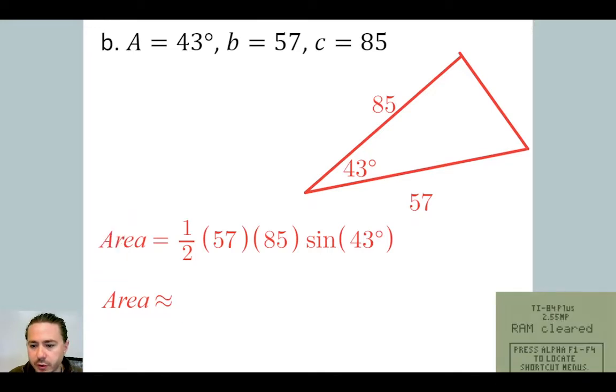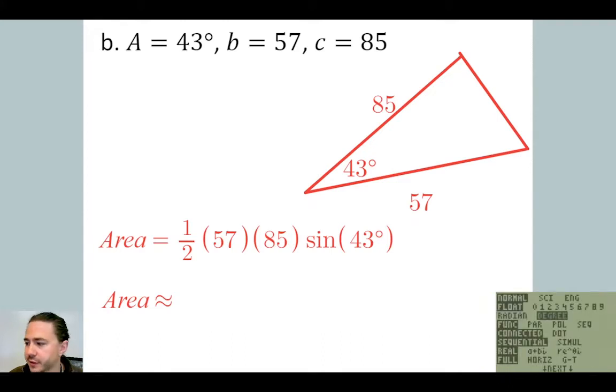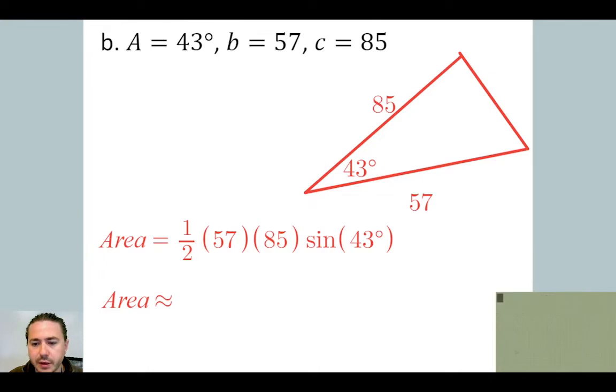Make sure I'm in degrees here. This thing will default back to radians on me. Okay, so now we're going to type it in. We get 1/2 times 57 times 85. Oh, missed a number there. 57. Okay, why is it not clicking on me? 57 times 85 times the sine of 43 degrees.